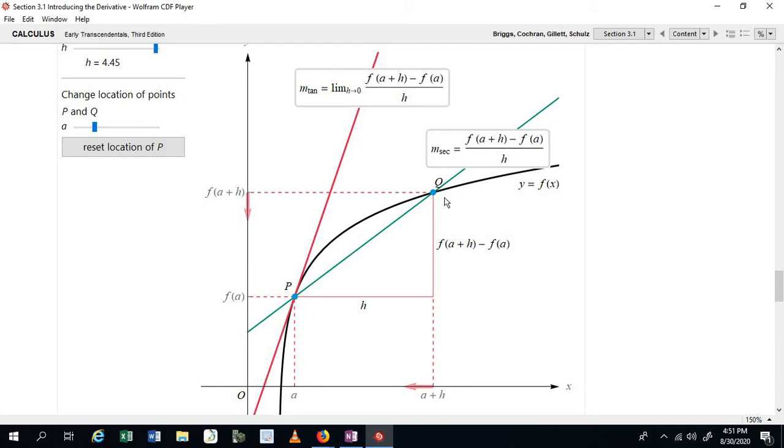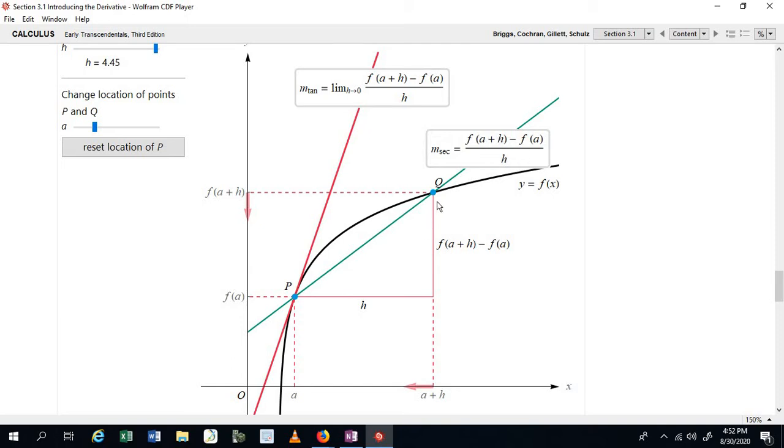Now to find the slope of this line, we just need to take the rise of the line divided by the run of the line. And I think you can see the rise of this line would be f evaluated at a plus h minus f evaluated at a. That's the distance between here and here. And then the run of this line would be the distance from here to here, which is just a plus h minus a, which is simply h. So if we take rise divided by run, we get this.